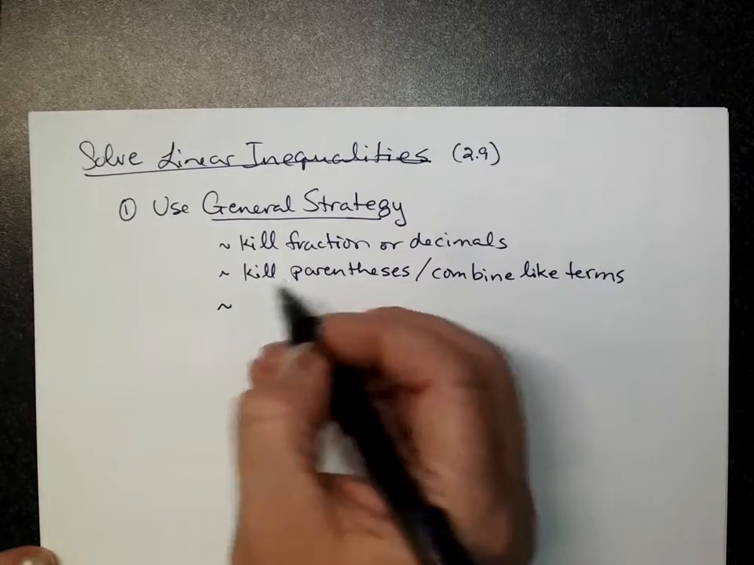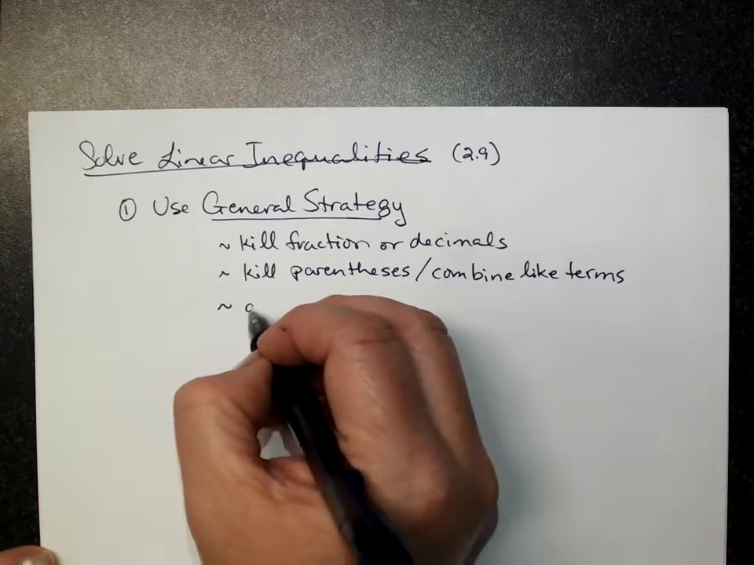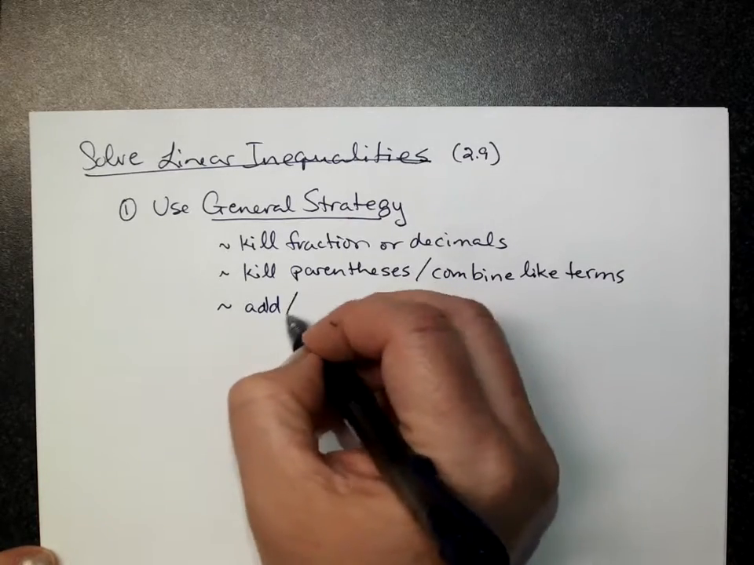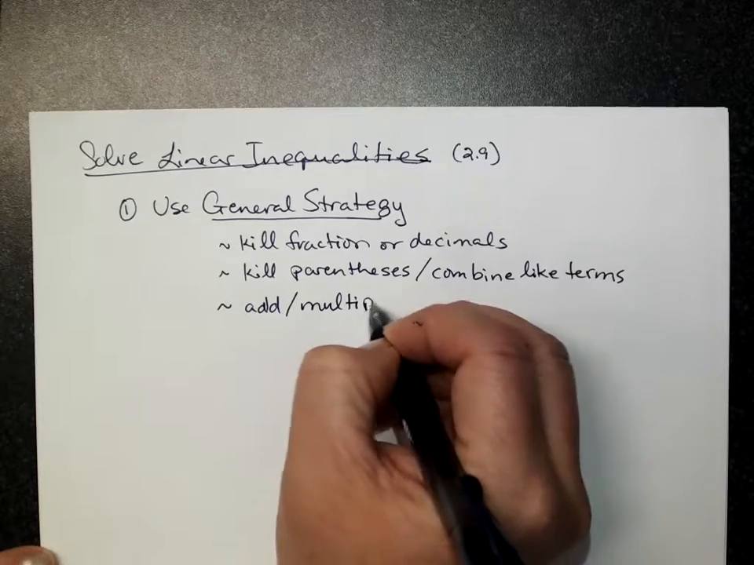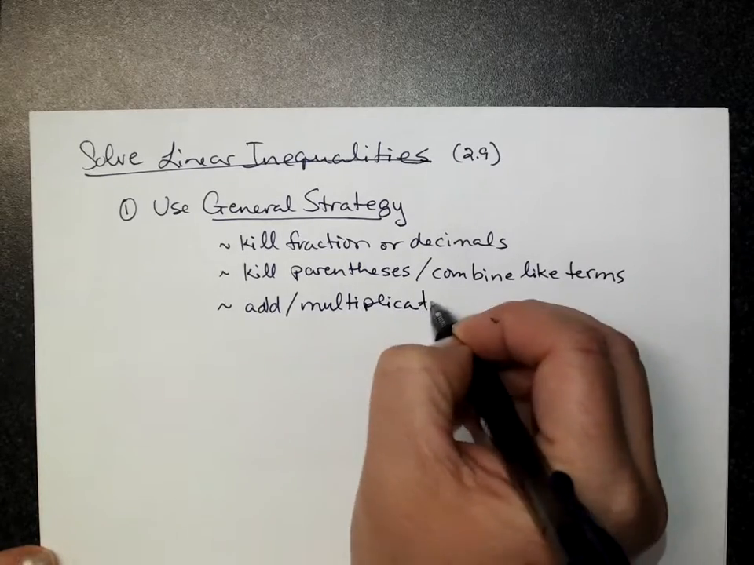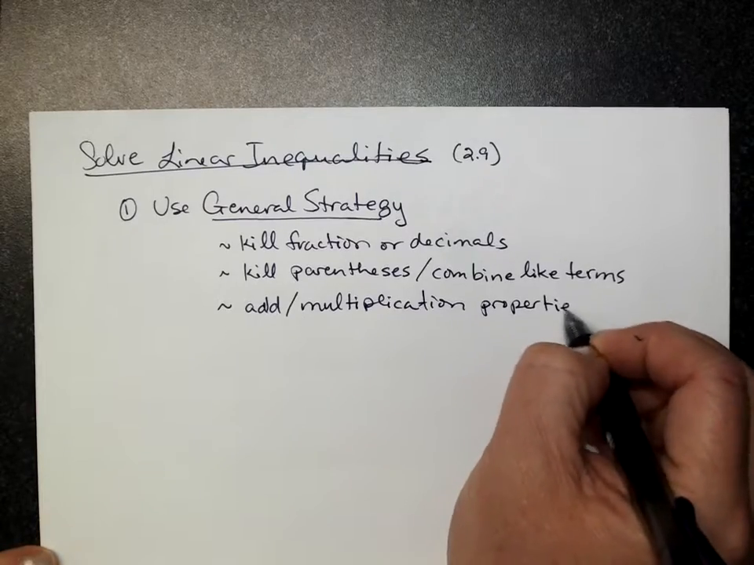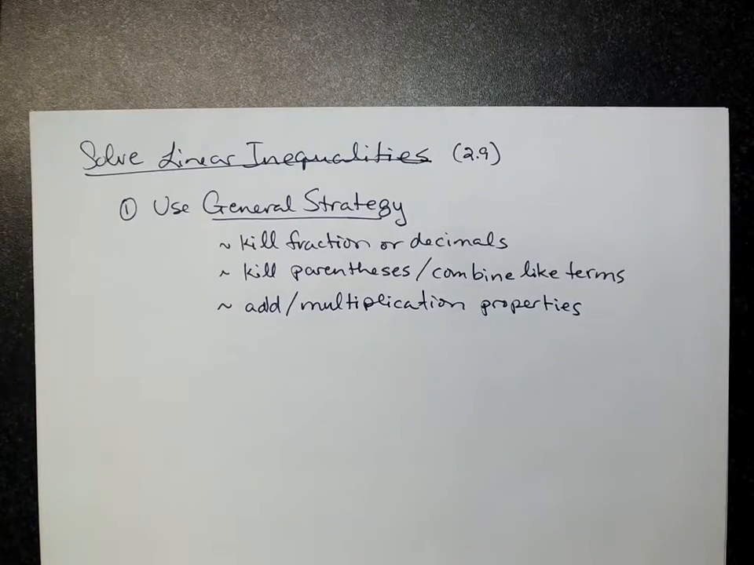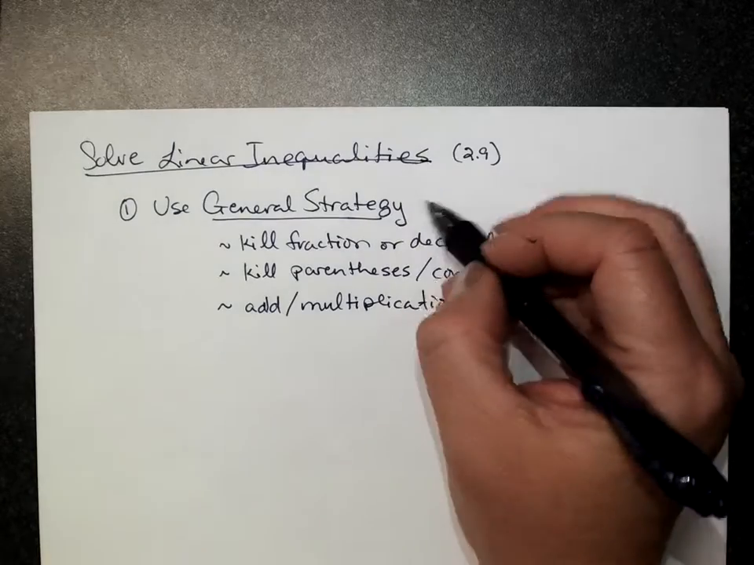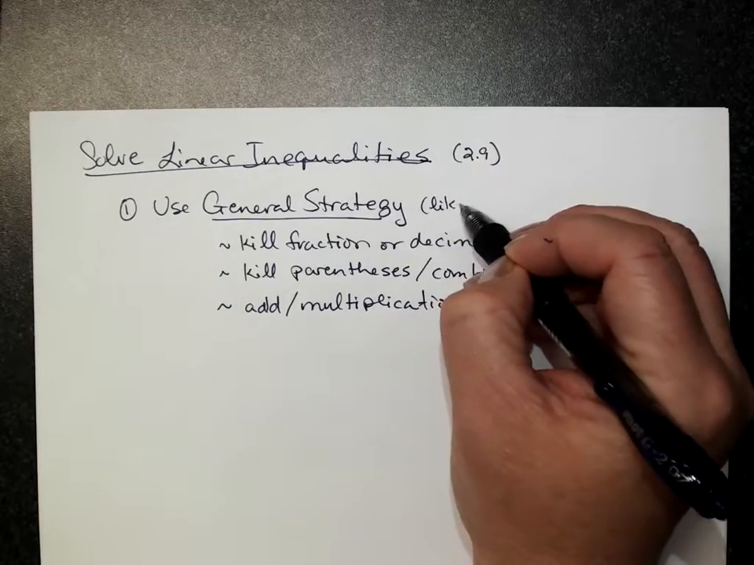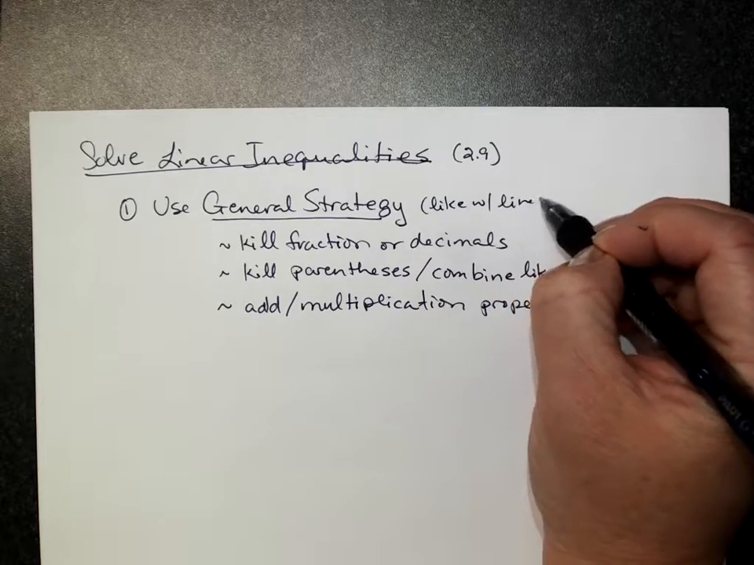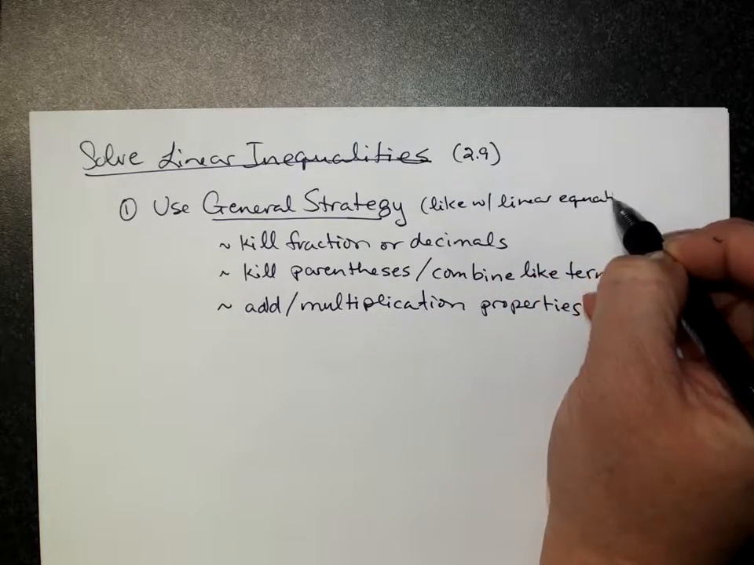And then finally, you are using your addition and multiplication properties. Add and subtract the same thing to both sides. Divide away the coefficient. That's already what you're using for linear equations. So, the general strategy is like with your linear equations.